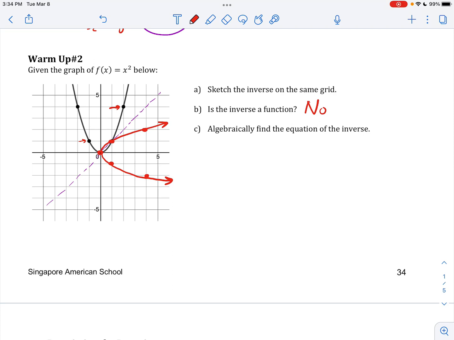I've got 2 values. You can see right here, I've got 2 values of the function that have the same x value. That's not good. So it's not a function.